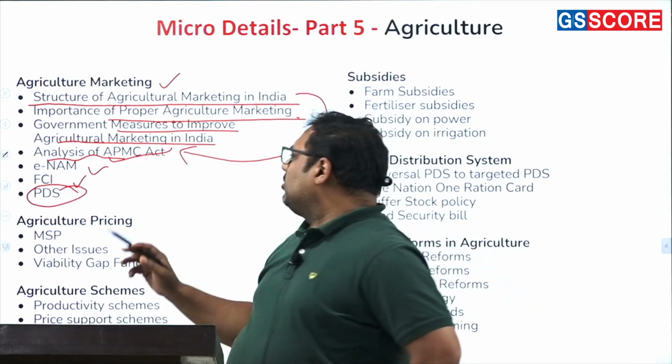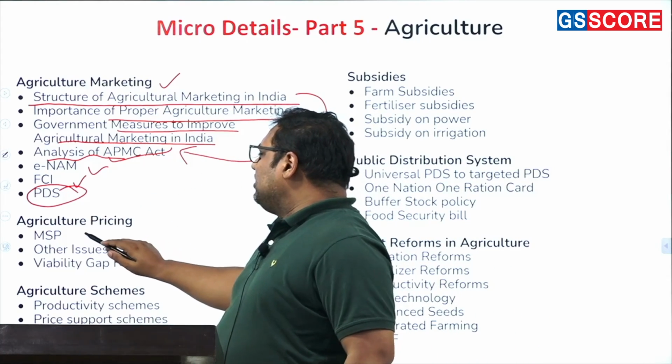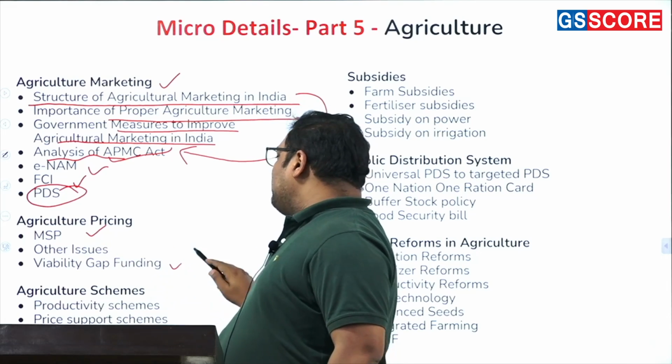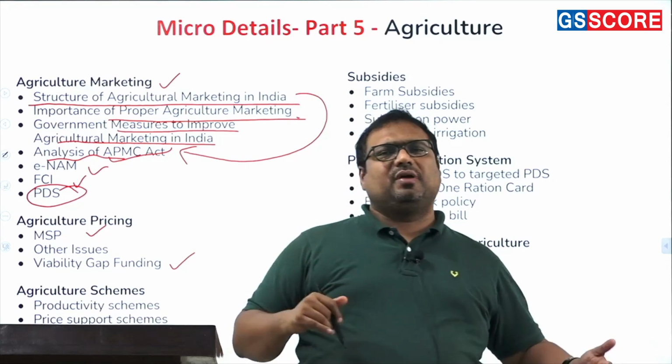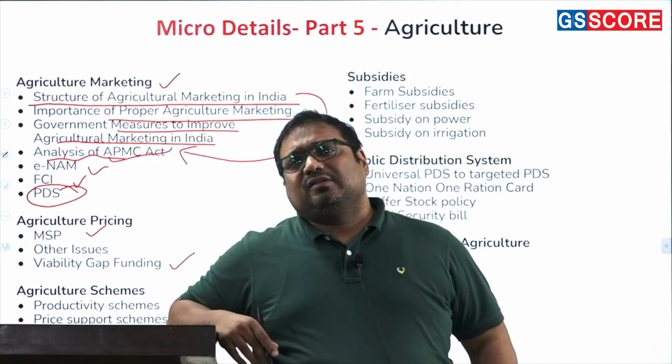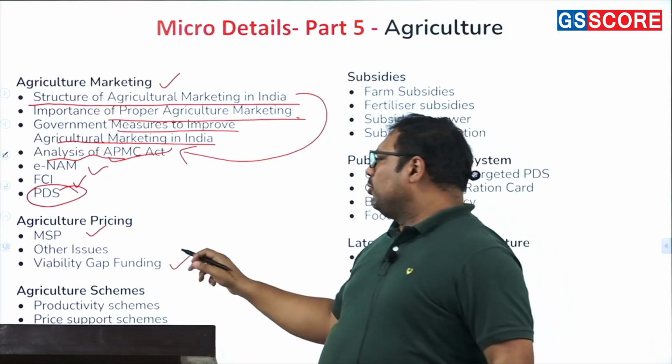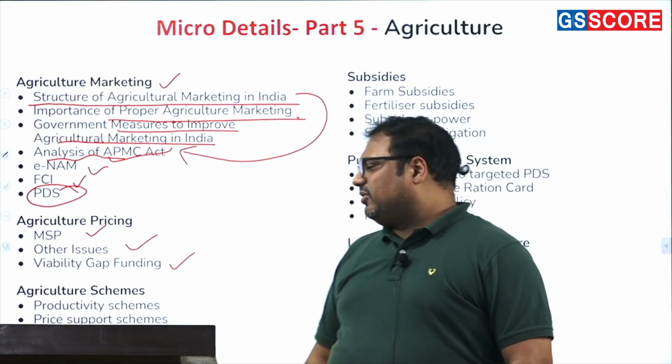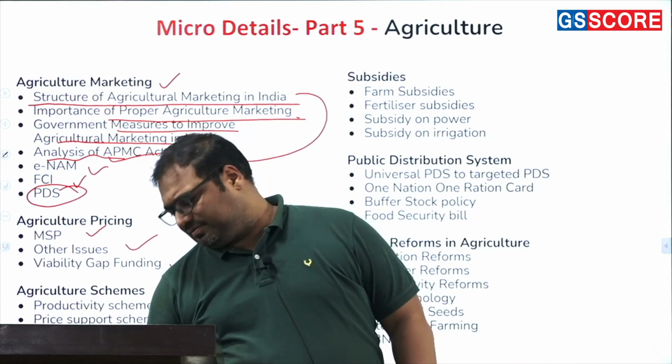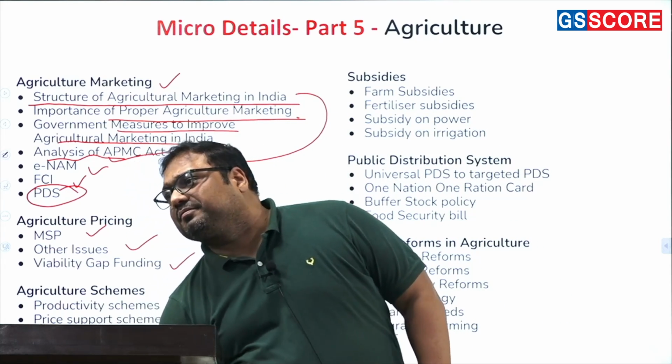Pricing is also an aspect of agriculture markets. There we have MSP, viability gap funding. Apart from MSP, how government can support farmers. Then what are the other ways to improve the agriculture prices? For example, crop certifications, etc.